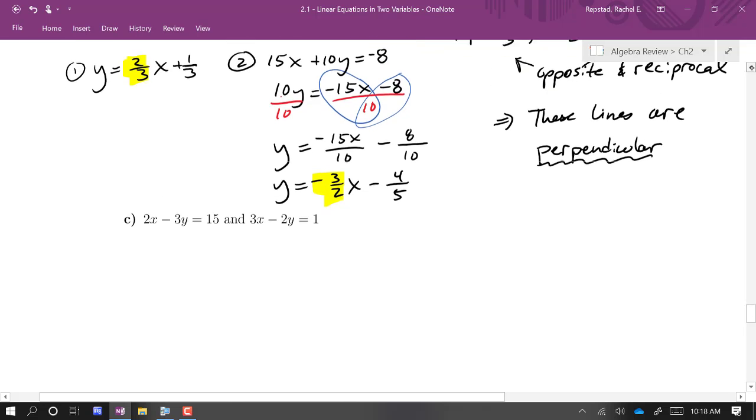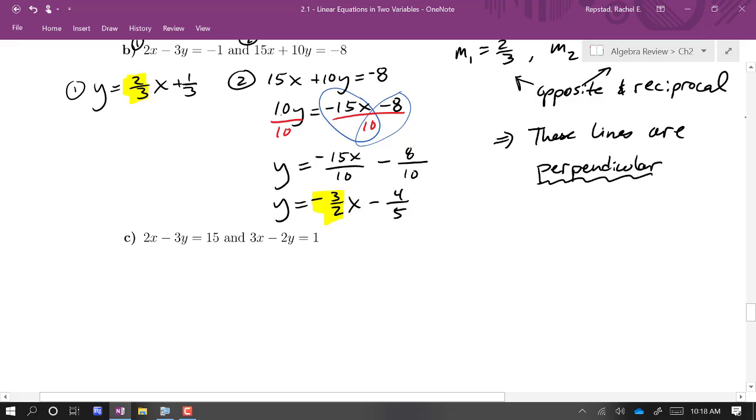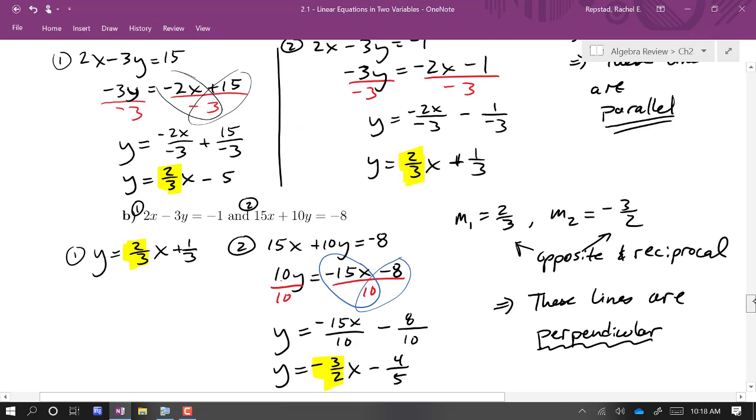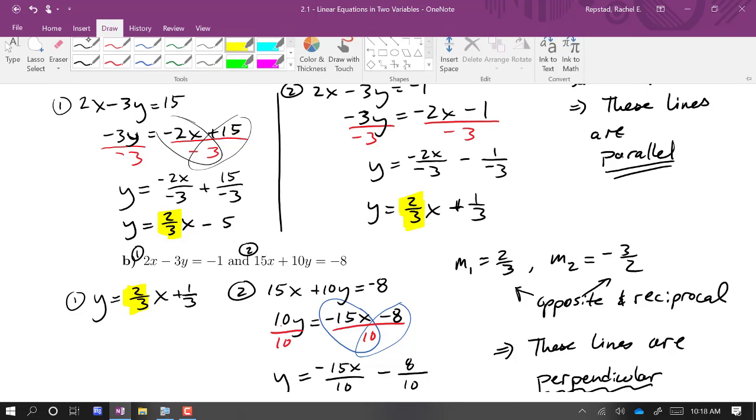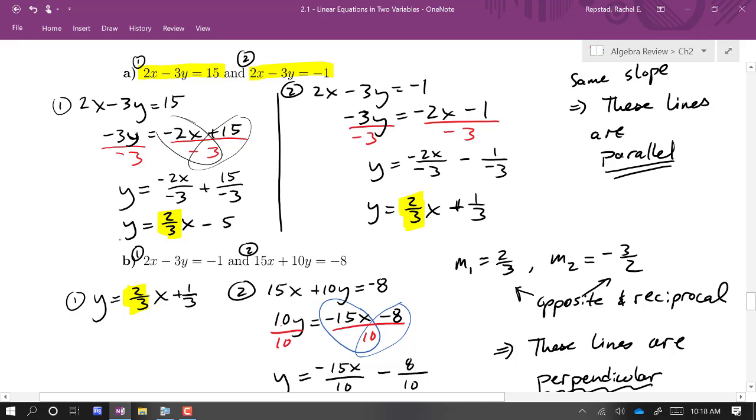Okay, let's try one more. So 2x minus 3y equals 15, and 3x minus 2y equals positive 1. I'll just note that 2x minus 3y equals 15 is the same as this line up here from part A. So I don't need to recreate that work. The slope-intercept form is y equals 2/3 x minus 5.